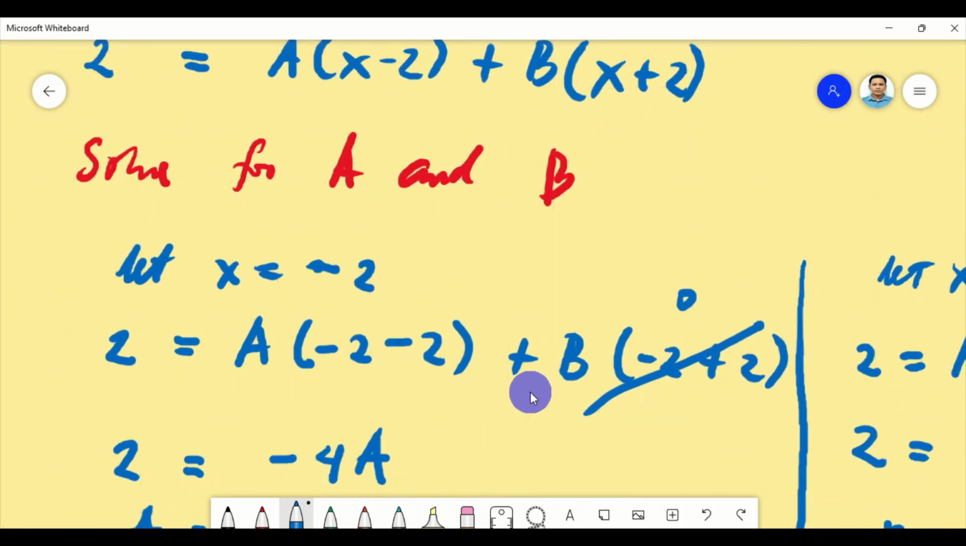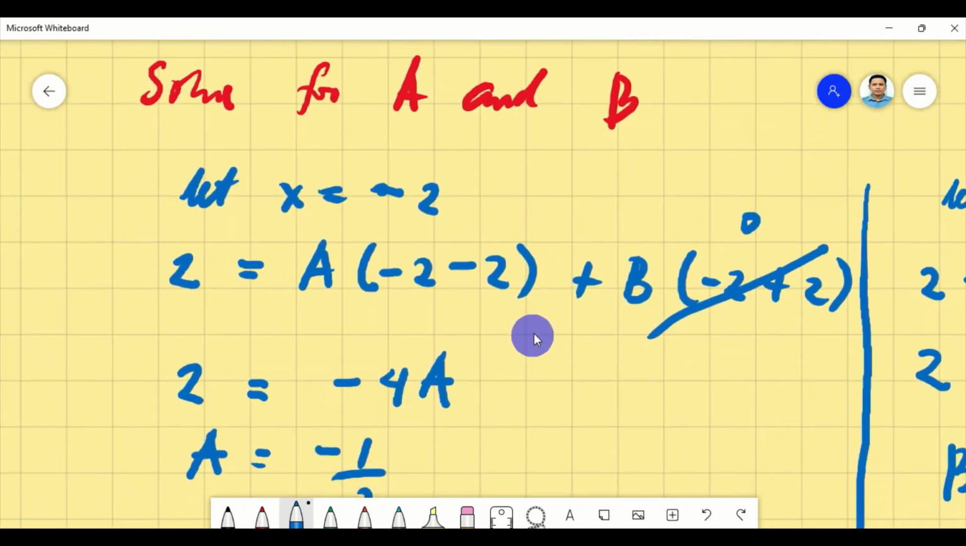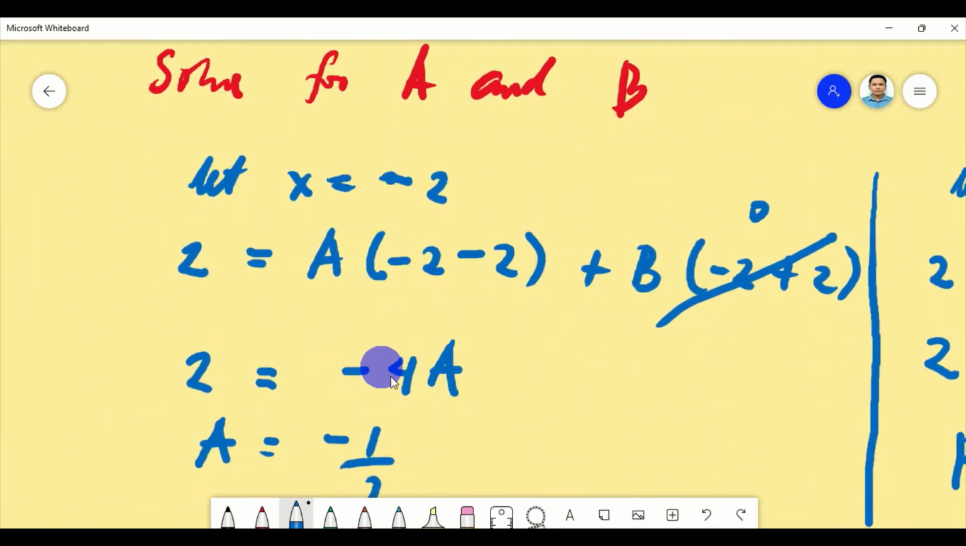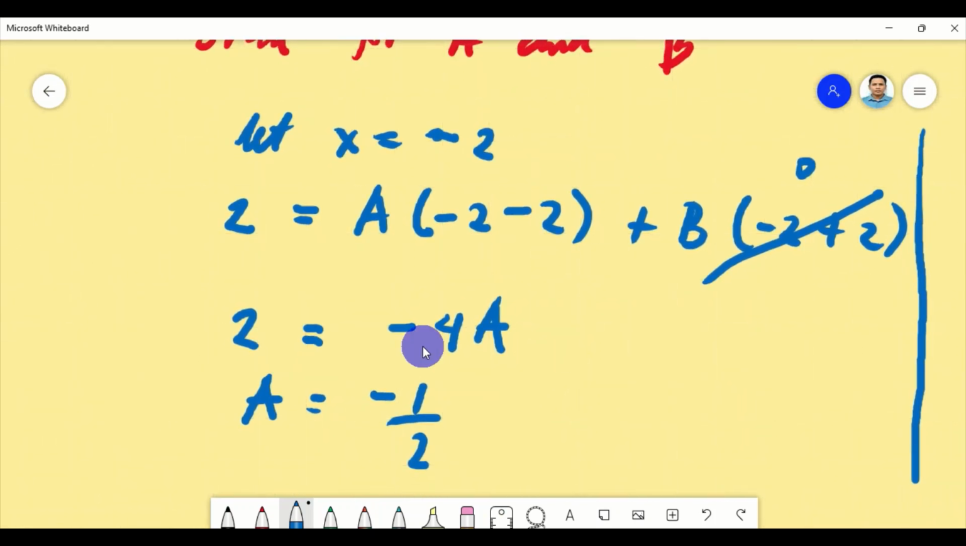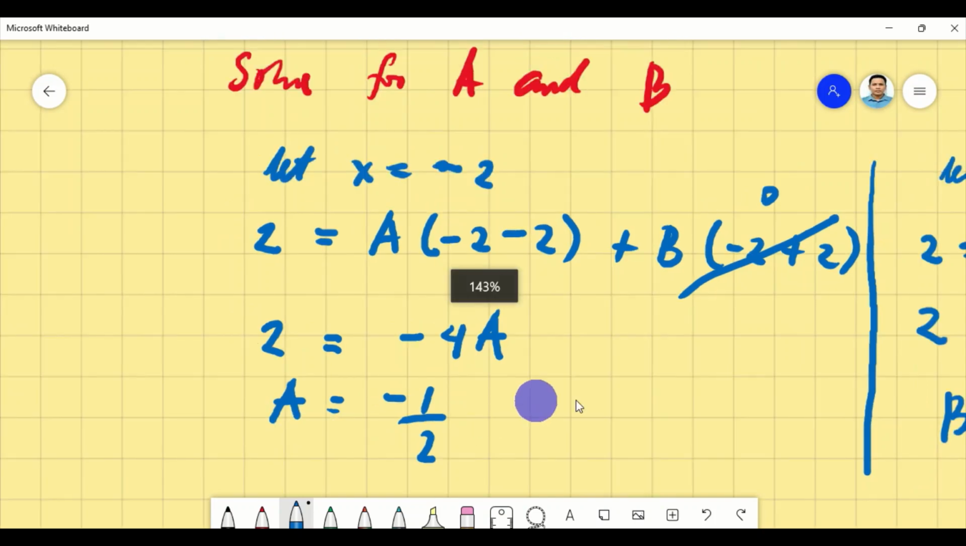And you have plus b times the quantity of negative 2 plus 2. This definitely will become 0. So negative 2 minus 2 is negative 4. So you have here negative 4a, and that's equal to 2. And your a here is equal to negative 1 half.